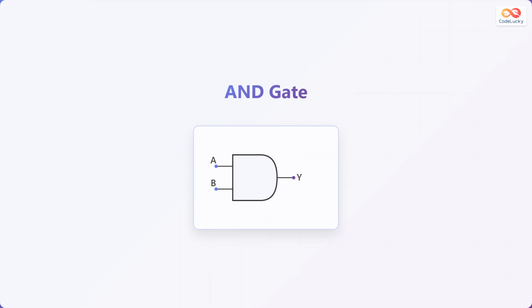Here is the symbol for an AND gate. Notice it has two inputs labeled A and B, and one output labeled Y. The AND gate performs a logical AND operation. The output Y is only high or 1 if both inputs A and B are high or 1. Otherwise, the output is low or 0.